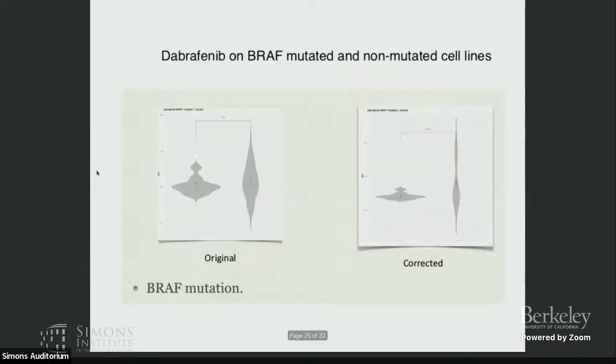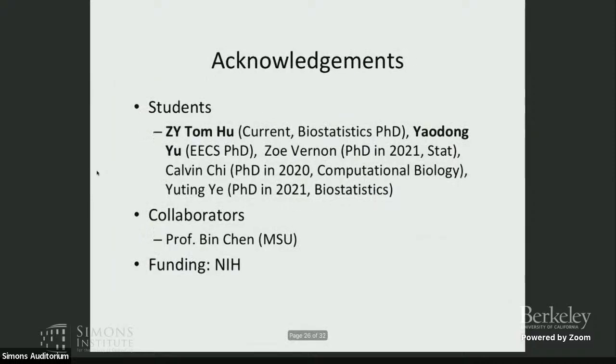better. Okay, so this is just showing the effects of a drug on mutated or non-mutated cell lines. After the correction, we can see that we have a better separation between the mutated and non-mutated cell lines. So these are some examples to show the method is working. But as I have mentioned, we are still in the process of exploring the deep matrix factorization for its property and also its application in denoising large data sets.